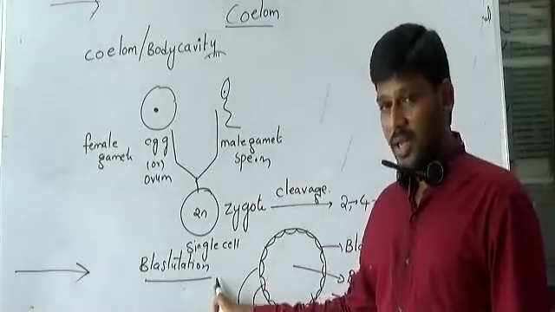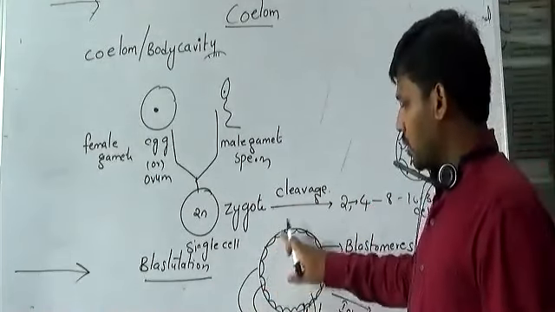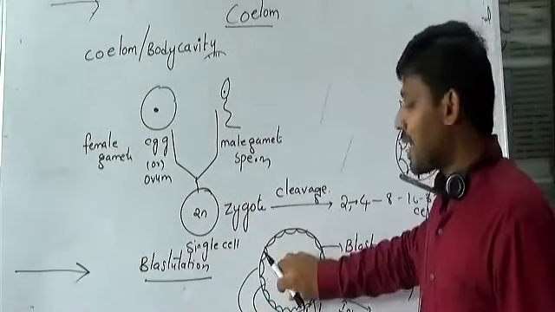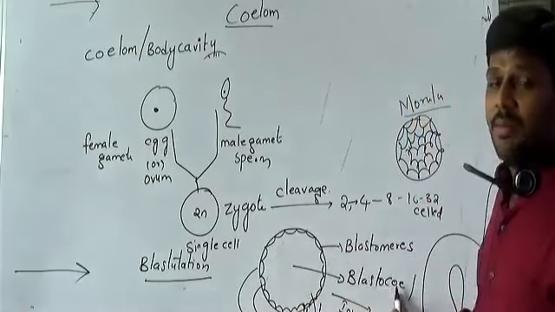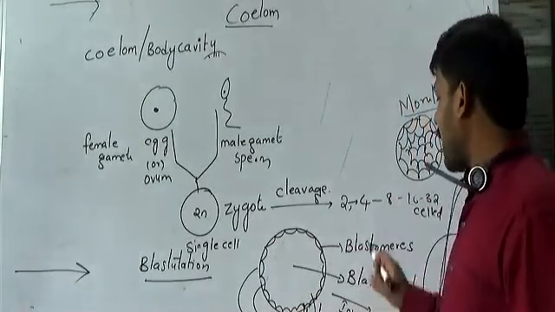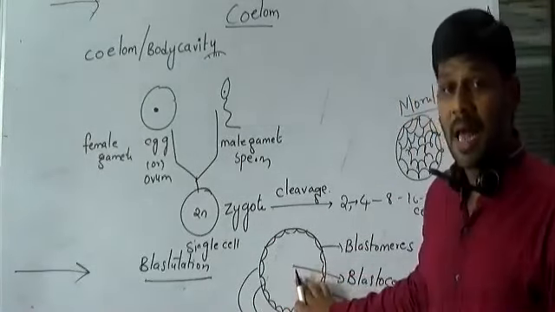Blastulation. During this process, what happens? The cells are going to compress and move towards the periphery, leaving a cavity in the center, which we call blastocoel. Coel means what here? Cavity, right? And the cells are called blastomeres, and the stage is called blastula.